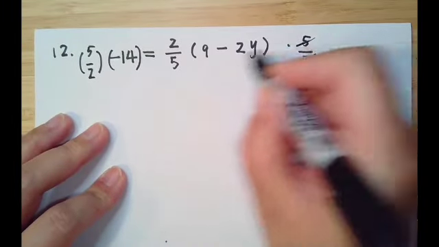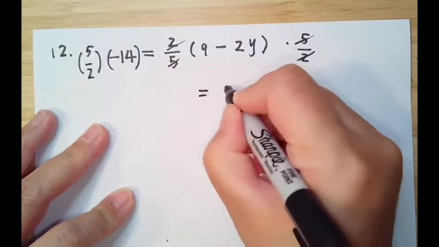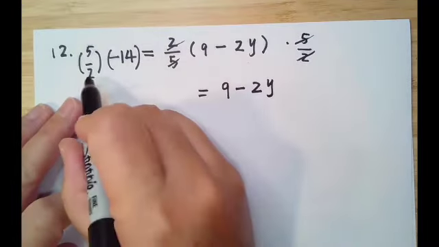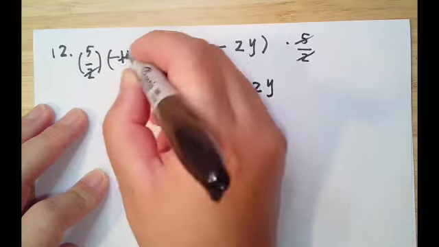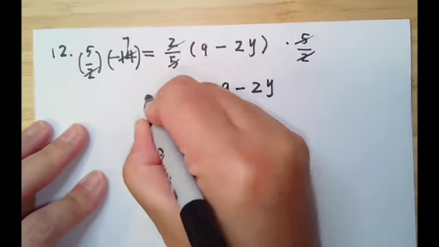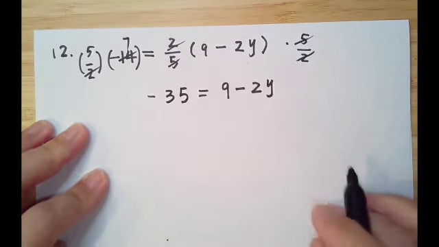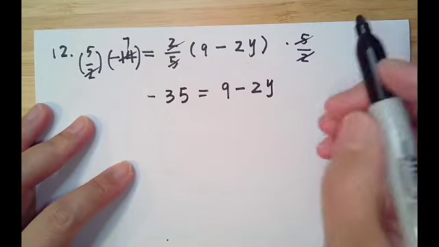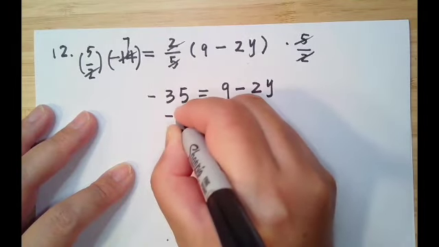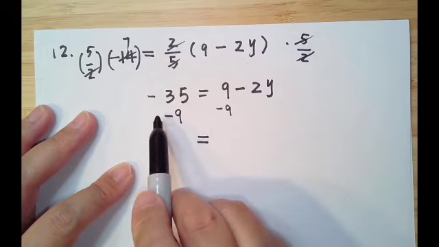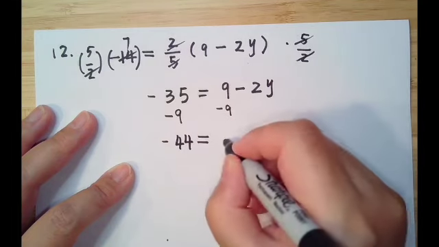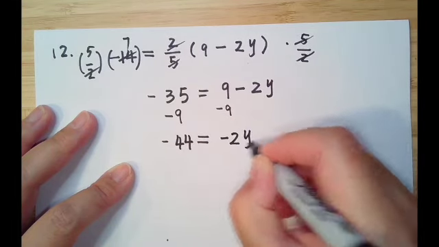So the good thing about this is on the right side, I have only 9 minus 2y. On the left side, this 2 and a negative 14 get cancelled. I have a negative 7, and a negative 7 times 5, that will be negative 35. It's very good so far. All right, now this is negative 2y, but here's a 9, so I'm going to subtract a 9 on both sides. Okay, and then the left side, negative 35, negative 9, I get a negative 44, right? And the right side, I have a negative 2y.